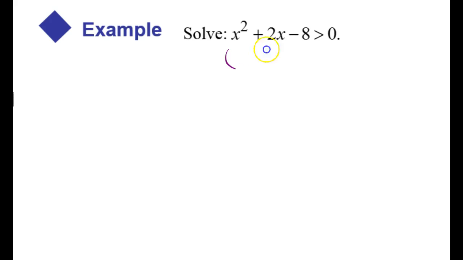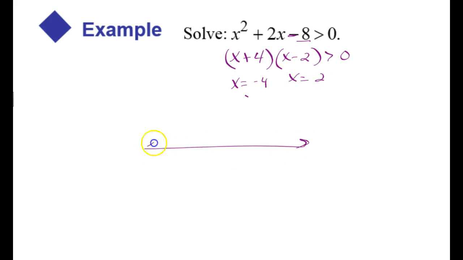The first thing I would try to do is factor this and then set each factor equal to 0. So factors of 8 that differ by 2 are 4 and 2. Signs are different. The larger term is positive. I'm going to call these critical values. Negative 4 is a critical value because it sets it equal to 0, and I want to find things that are greater than 0, and 0 would be the breaking point for that.